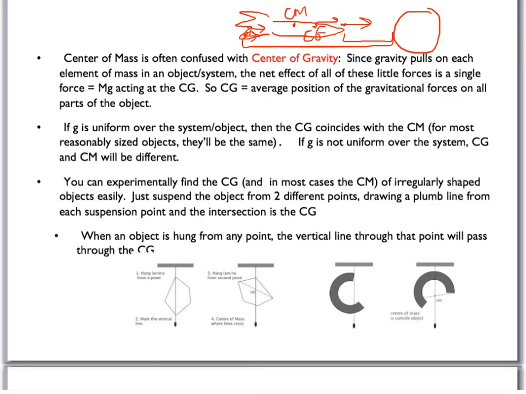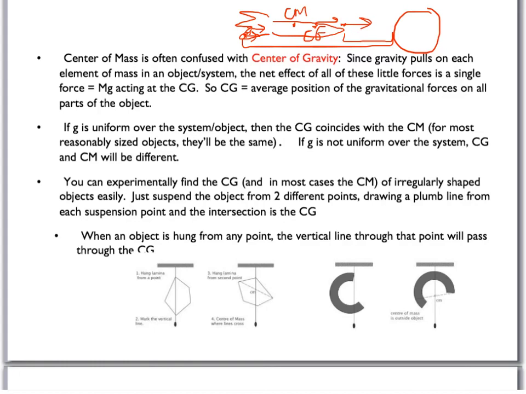Now, of course, we're looking at a very extreme, kind of ridiculous example here to make obvious what we're talking about for the difference between center of mass and center of gravity. In most cases, center of gravity is going to coincide with your center of mass, and they'll be the exact same location. In fact, finding the center of gravity is very easy to do experimentally, which means you can also find the center of mass in most of these cases very easily.